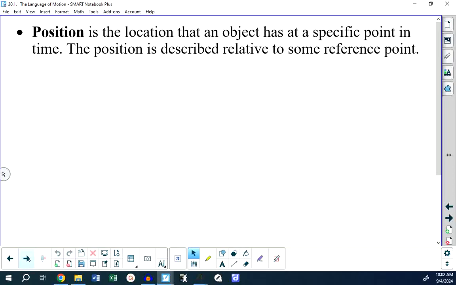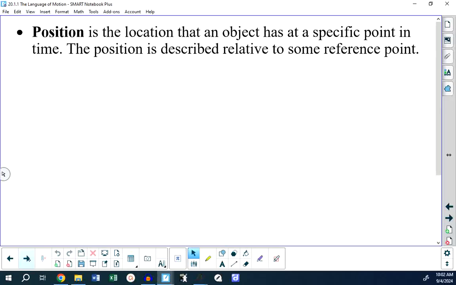So what is position? Position is where an object is at a specific point in time. It is probably the most useless thing we can talk about in this unit. Because we don't talk in physics about where objects are. We're more interested in how their motion changes. We're more interested in maybe where they are compared to where they started, and that's different. So position tells you where an object is, and it needs to be described relative to some point.